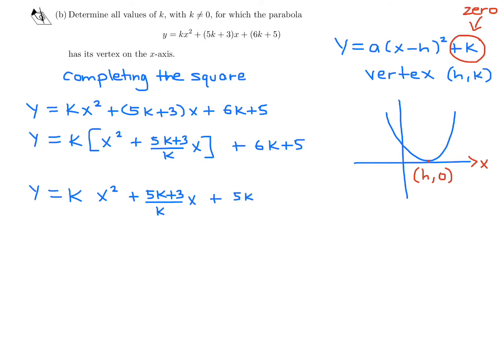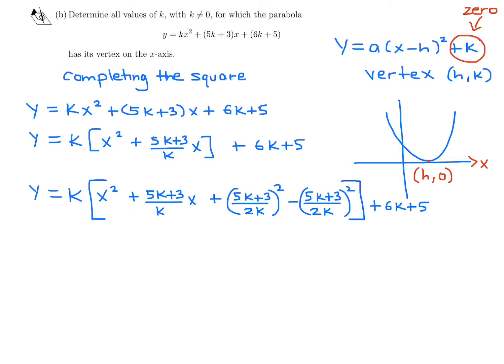So half of that is 5k plus 3 over 2k, and then you just square it. And then you have to immediately subtract it, because you can't just add something to the equation. You can't change the value. All right? So it's not that complicated, hopefully. And don't forget the 6k plus 5.